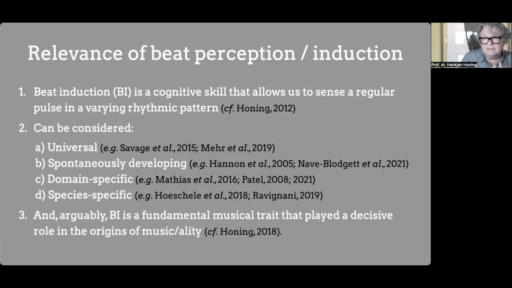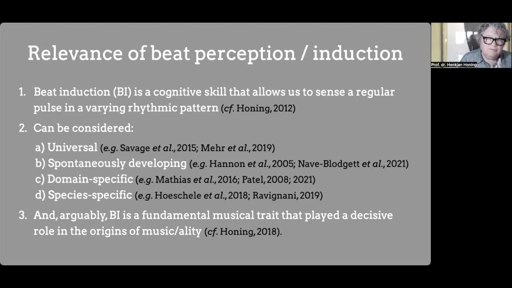One being that it is universal in the sense that most musics appear to have a regular pulse, allowing people to synchronize while they make music or dance together. It's spontaneously developing in the sense that it emerges early in life without any explicit instruction. It appears to be domain specific. It's mostly active in the auditory domain in music and less so in language. And it appears to be species specific. Not all animals have beat perception, but just a few, suggesting a number of biological constraints.